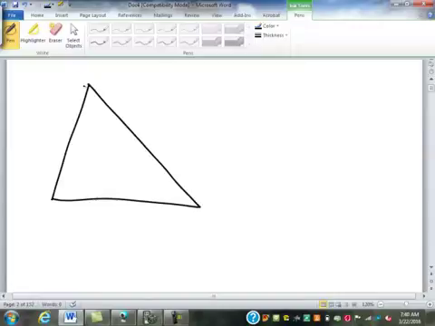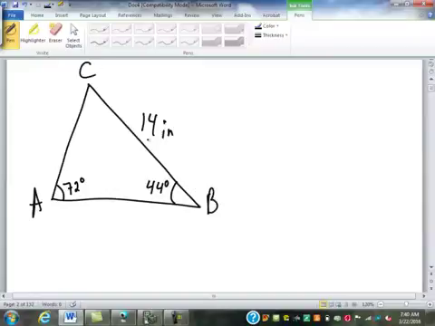So let's say that we are given that's a 72-degree angle. This is 14 inches. And this is 44 degrees. I'm going to label it A, B, and C. So obviously this is little a, little b, little c.